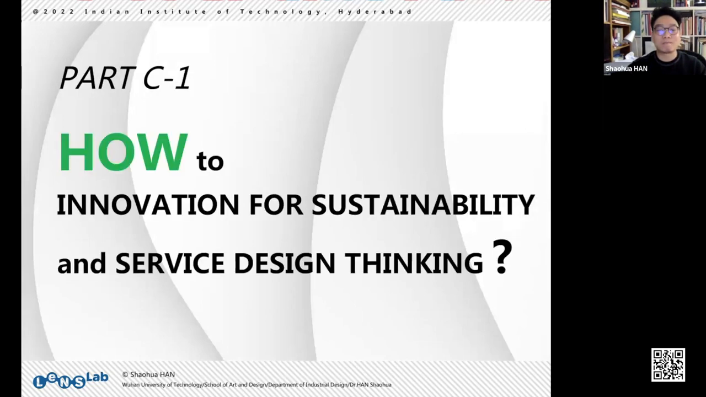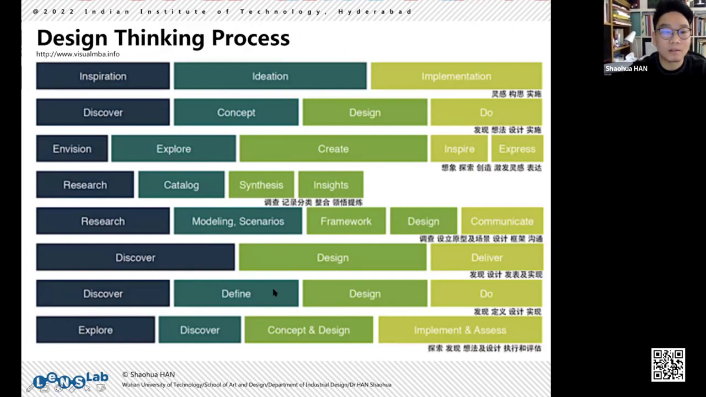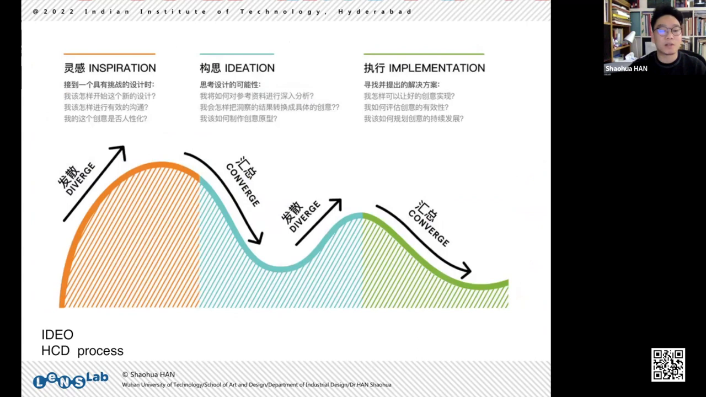So then we go to the third part: how to do innovations for sustainability. There are many design thinking processes, from inspiration to ideation to implementation, or from discover, concept, design, to do. But we can say that mostly we start from discover, right? Then the last part is mostly about implementation. From Stanford University, they have a design thinking process from empathize to define, to ideate, to prototype, to test. And from IDEO, the human-centered design process, from inspiration to ideation and to implementation.